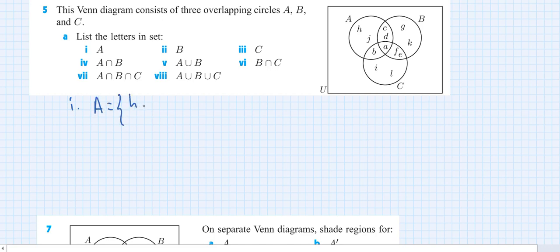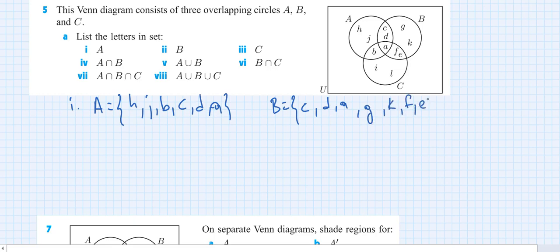What do I have? I have H, J, B, C, D, and A. So these are the elements inside my circle A. For the B, again, you can list the same. What do I have? C, D, A, G, K, F, and E. For the C, what do you see? Let me just show it from here. You see B, A, F, E, I, and L. So here are the sets, and now some intersections and unions of the sets.